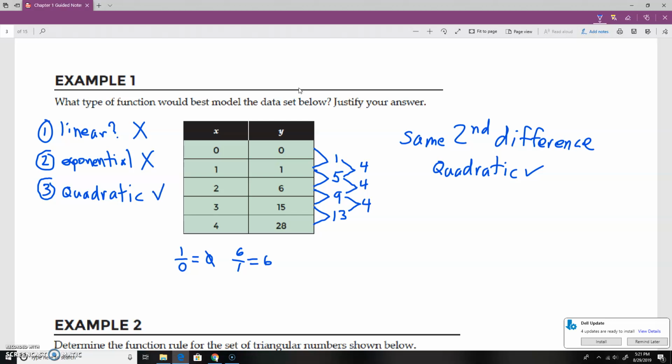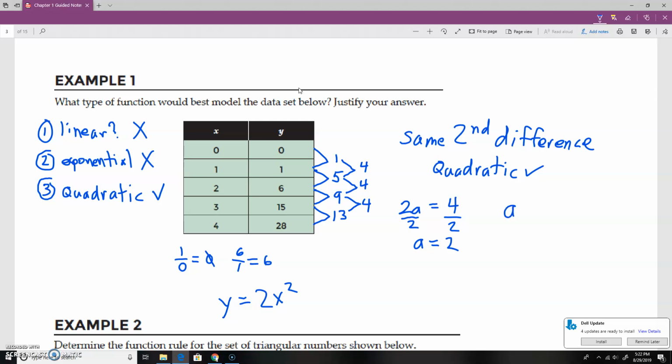Now if I want to take this a step further and actually find this quadratic equation, I would do that by finding what a, b, and c are. I first do that by setting 2a equal to the second difference. In this case, it's 4. If 2a equals 4, divide both sides by 2, and you get a is equal to 2. So there's my a value, and I know my equation is going to start with y equals 2x squared.